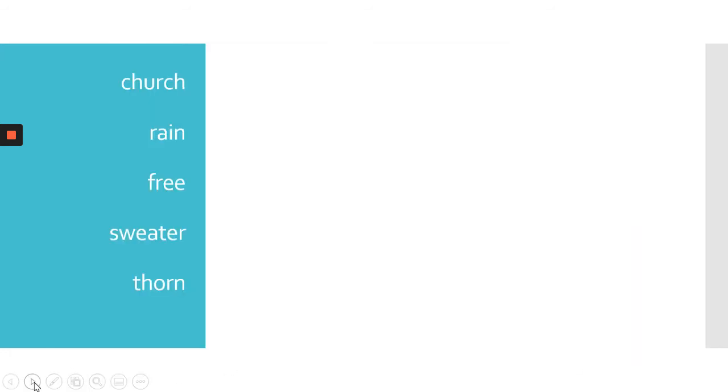Let's have a look at some examples here. So the word church, for example, it has a consonant digraph at both ends, and in the middle, it has a vowel digraph. The word rain, it has two consonants at the beginning and end, but it also has a vowel digraph in the middle. The word free has a consonant blend at the start, so the F and the R blend together, but we do hear both sounds, so that's not a digraph, but the E and the E make a vowel digraph. The same thing here with sweater.